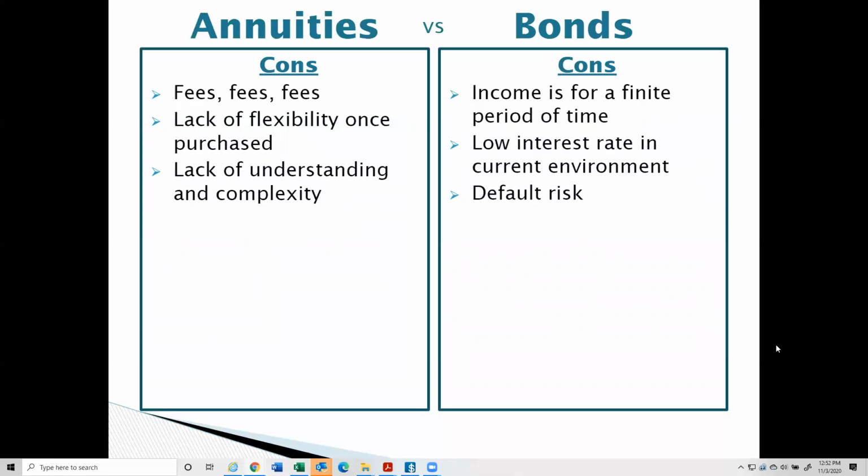Or if you add on special riders, that can increase the cost of the annuities. And so the surrender charges and the various riders, it's just fees, fees, fees. So that's a disadvantage of a commission-based annuity, and you have to manage that with the RIA-based annuity.